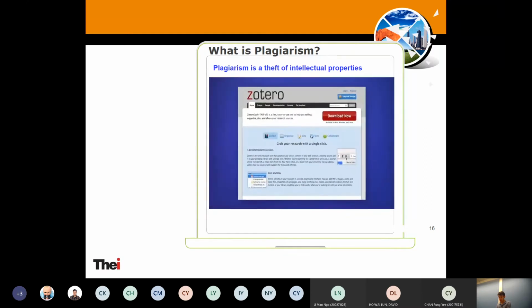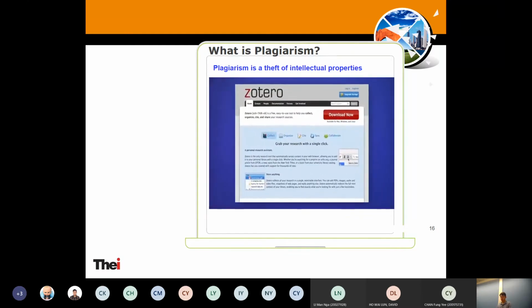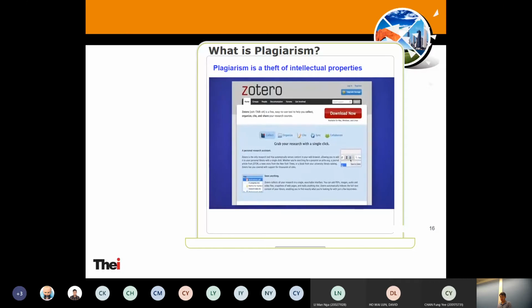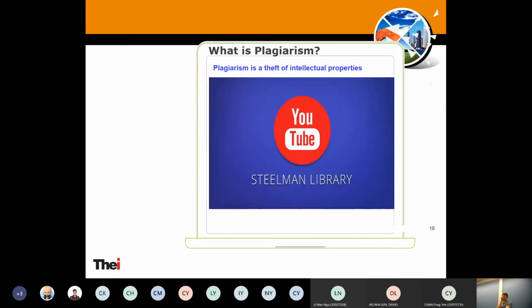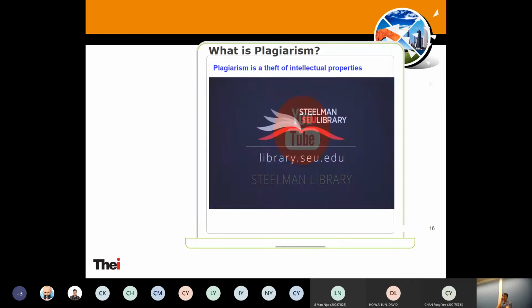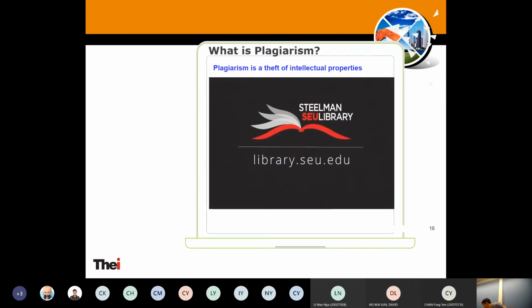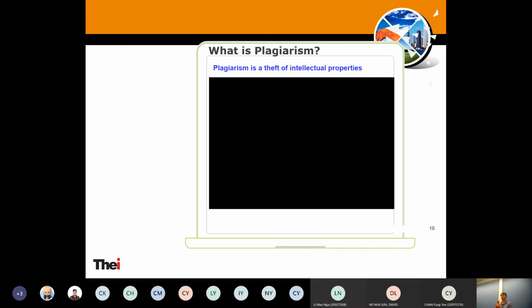You can also use Zotero. Zotero is a free tool which helps you collect, organize, and cite your sources. You can find more tutorial videos on our YouTube channel or visit us online at library.seu.edu.